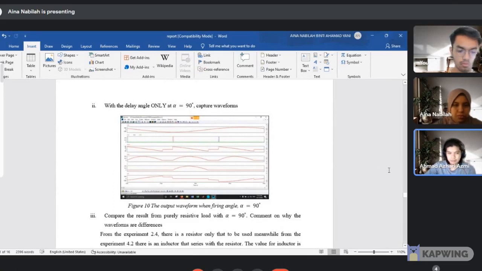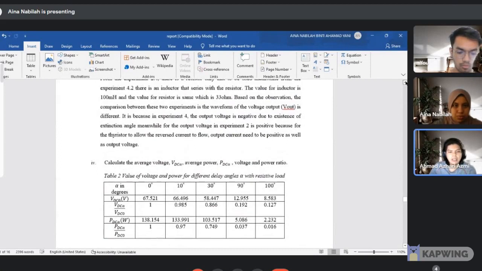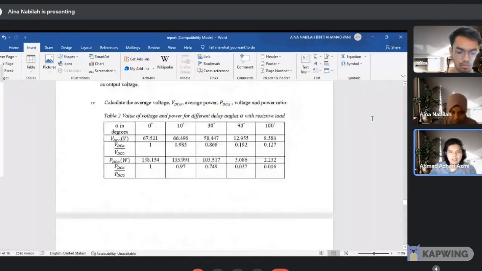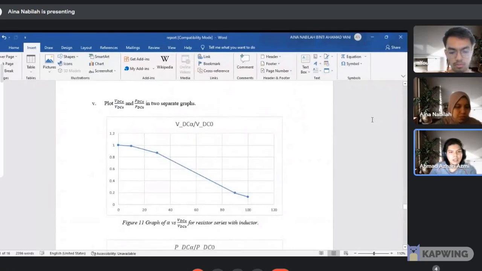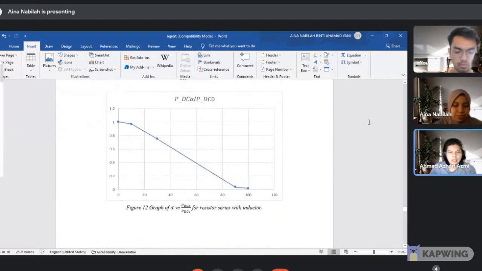So next. So this table is from 0 degree to 100 degree. Okay, next. This graph is based on voltage DC angle against the voltage DC node. Next. This graph is for the power DC node against the power DC angle. Okay, lastly for the graph, what can we get from the experiment?